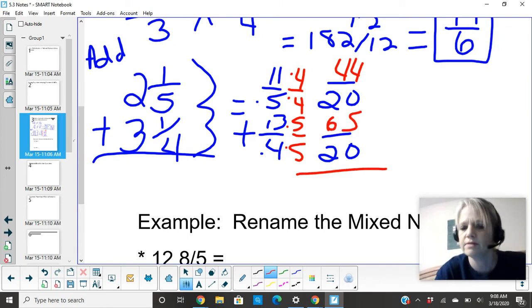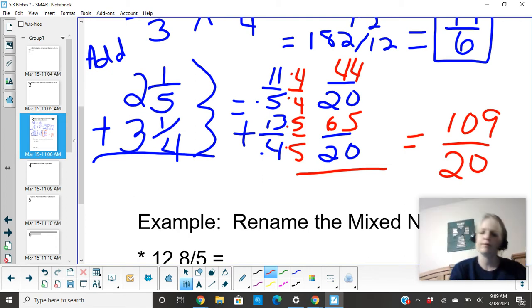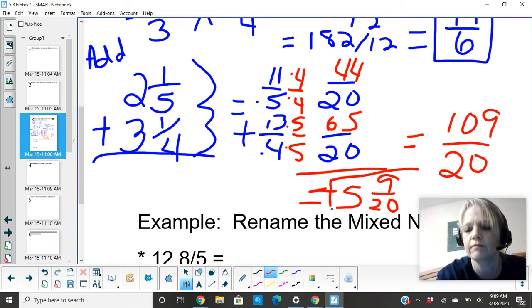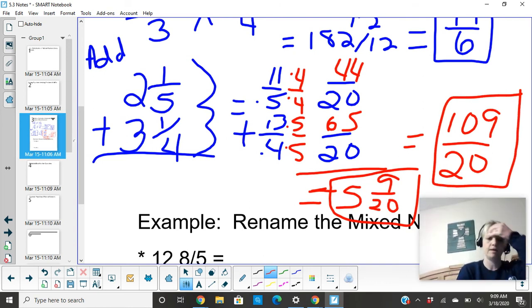And then you add those together, and you're going to get an answer that is something over 20, which would be 109. And then you might want to see if that can reduce, or write it as a mixed fraction, which would be 5 and 9 over 20. And then you can see right there, that's not going to reduce any further. 5 and 9/20, or 109 over 20.